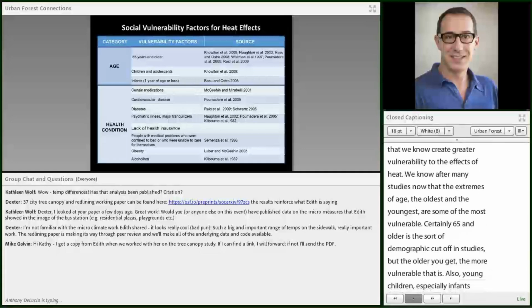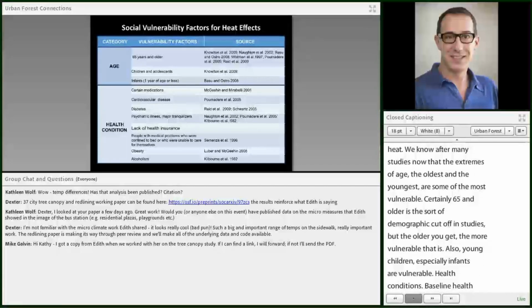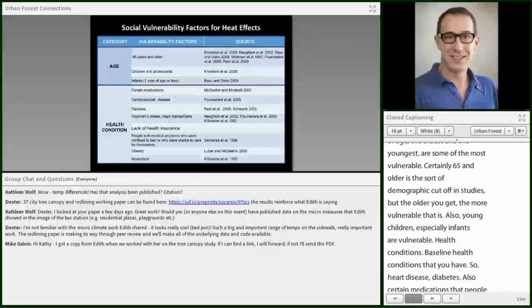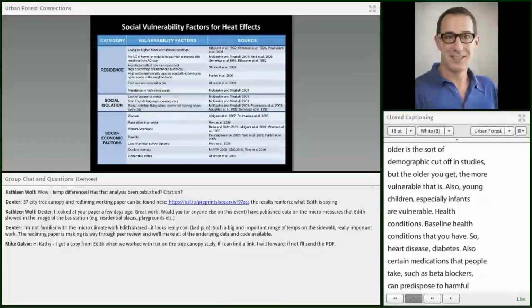Health conditions, baseline health conditions that you have. So heart disease, diabetes, but also certain medications that people take, such as beta blockers, can predispose to harmful effects from extreme heat. Obesity and alcoholism are also documented.